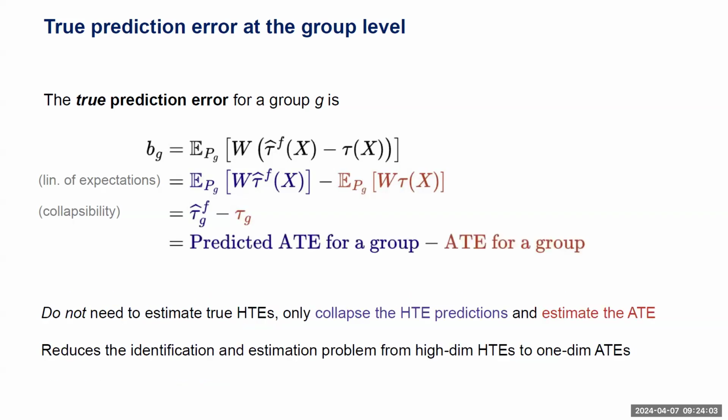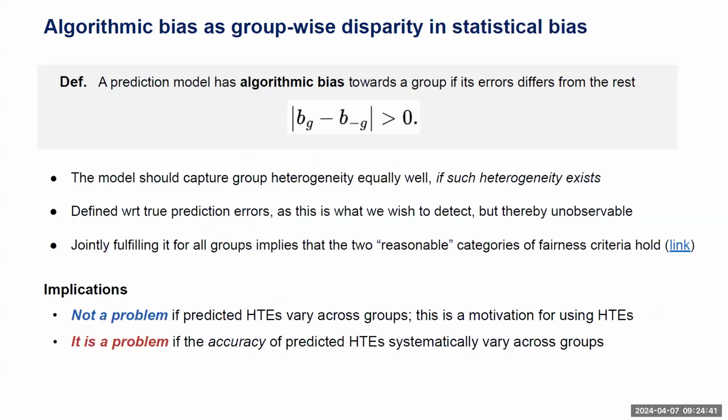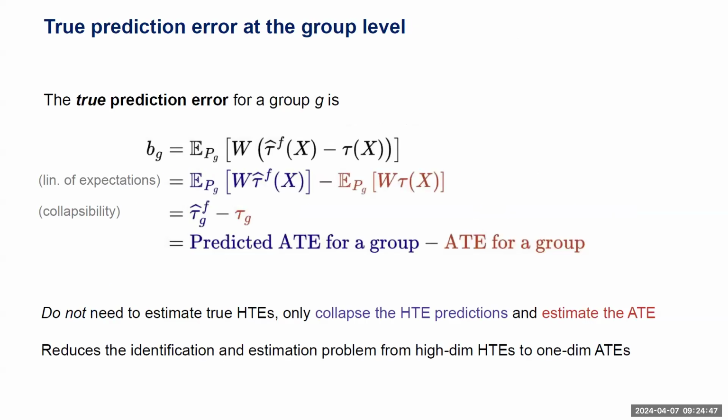So what collapsibility then gives us is that we can basically decompose this into just the predicted ATE for the group by the model. So you take the heterogeneous treatment effects, you collapse them by weighting to an ATE, and then the statistical bias is just the difference to the true ATE. Right. So it shows that you don't need to actually know the true heterogeneous treatment effect to check how bad the statistical bias is for a group. So it basically reduces the identification and estimation problem from a high dimensional one to a scalar one. I hope that's clear.